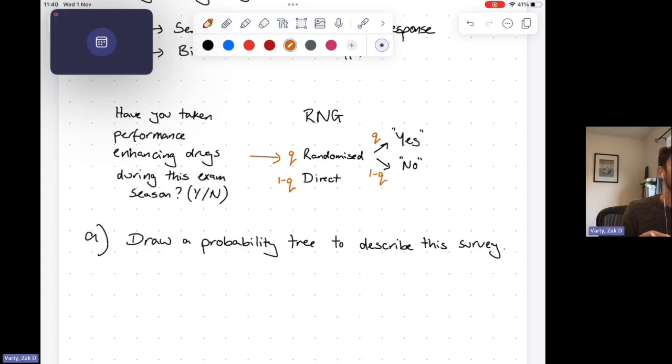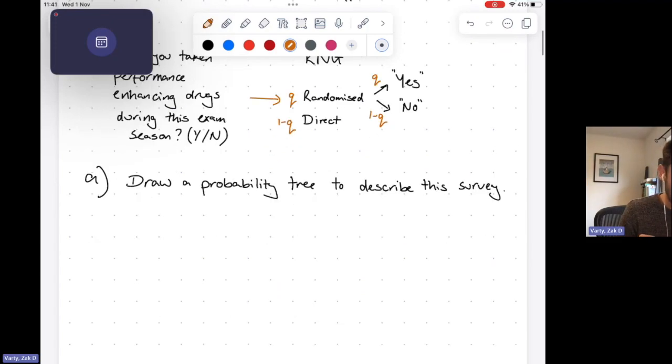So for the people in the randomized group, we know in what proportions they're going to reply yes and no in the long term, but we don't know for each individual subject whether they gave a direct response or a randomized response, and which of the randomized responses was chosen by them.